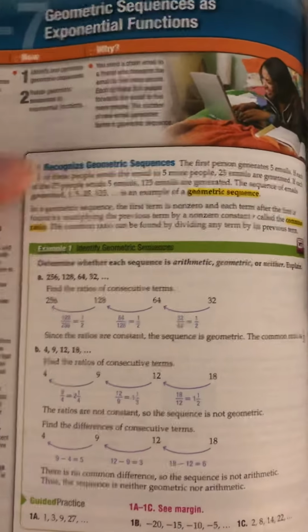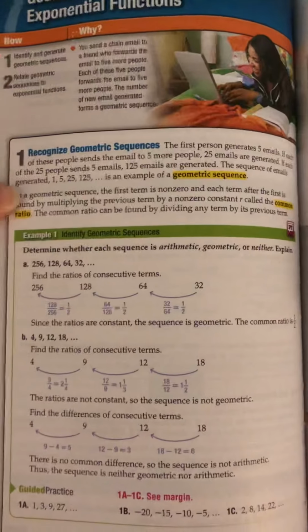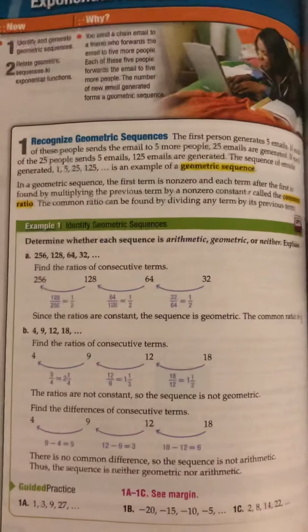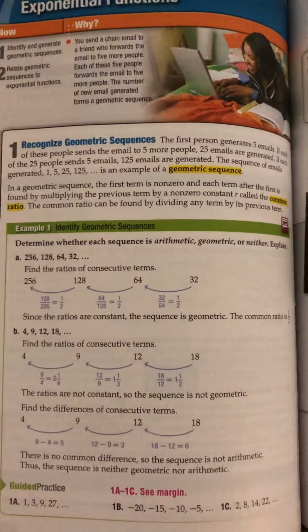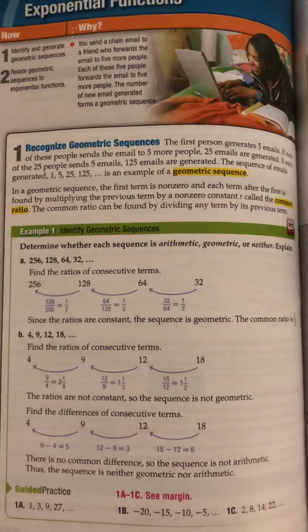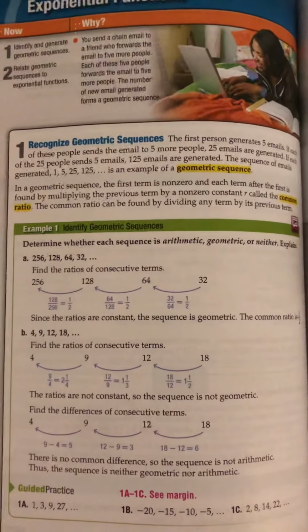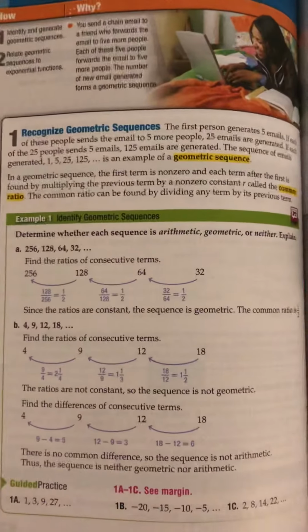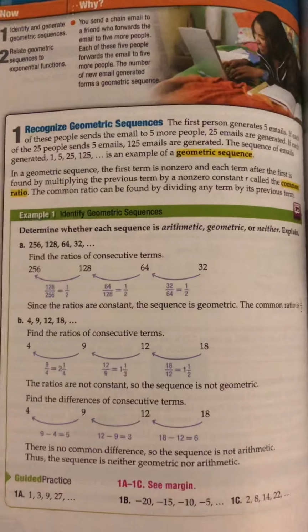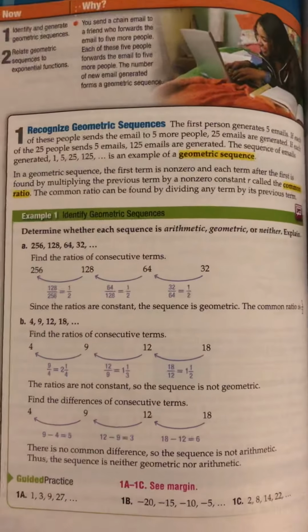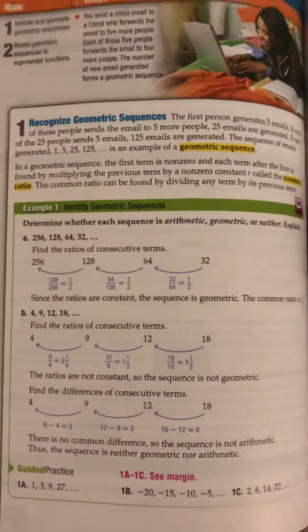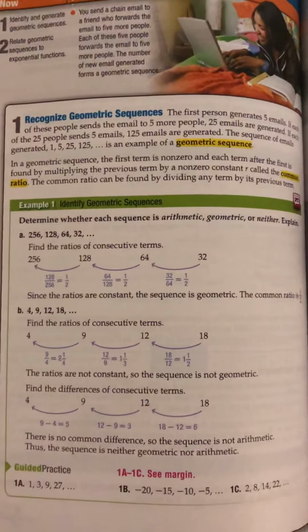So this example here is of how exponential growth happens, like you learned in the last couple of lessons. It says the first person generates 5 emails. If each of those people sends an email to 5 more people, so times 5, 25 emails will be generated. If each of those 25 people sends 5 emails, 125 emails will be generated. That's an example of a geometric sequence.